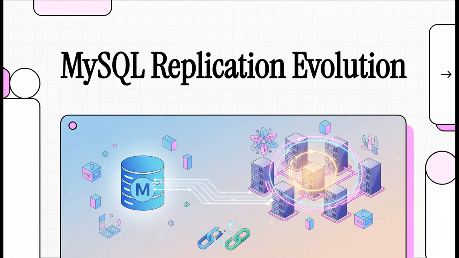So, have you ever stopped to think about how the internet actually works? I mean, how did we go from tiny personal websites to these massive global services that we all depend on every single day? Well, a huge piece of that puzzle is the database, and specifically the incredible story of how things like MySQL learned to grow and, maybe more importantly, how they learned not to break. Today, we're going to dive into that amazing history of MySQL replication.